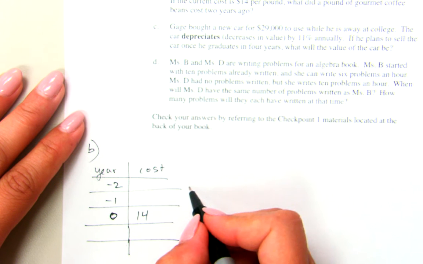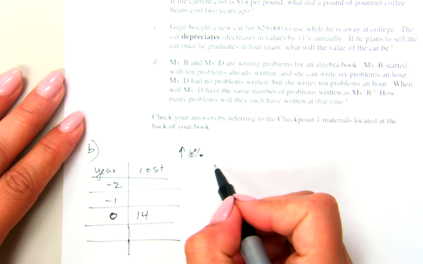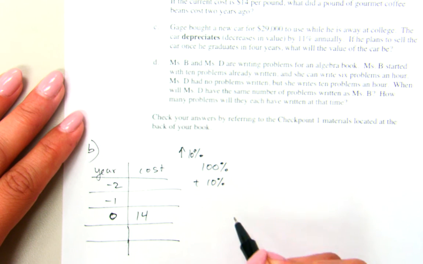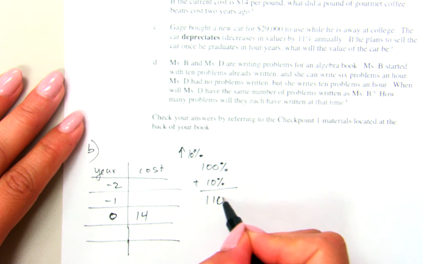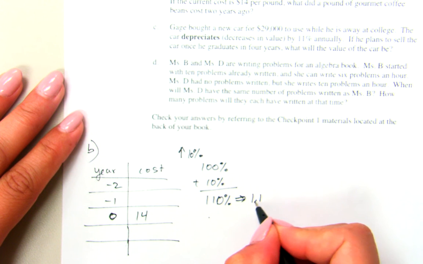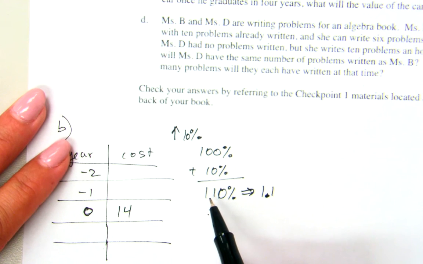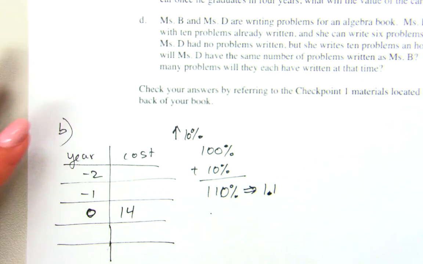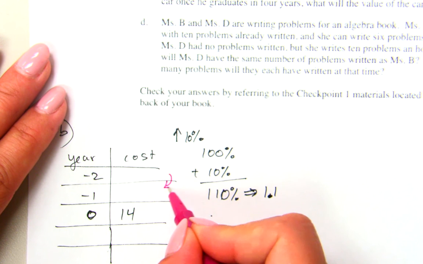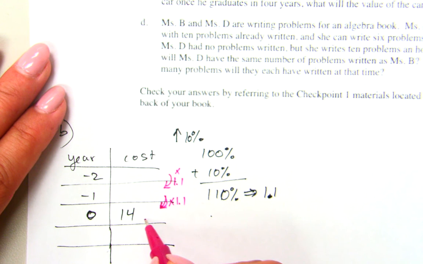Since it's increasing by 10%, that means we're going to add 100% plus 10% to get what we need to multiply by. So this is going to be 110%, which changes into 1.1, because you moved the decimal 2 places to get it back to a decimal. So when we were up here at -2, whatever this was, we should have multiplied by 1.1 to get to 14.